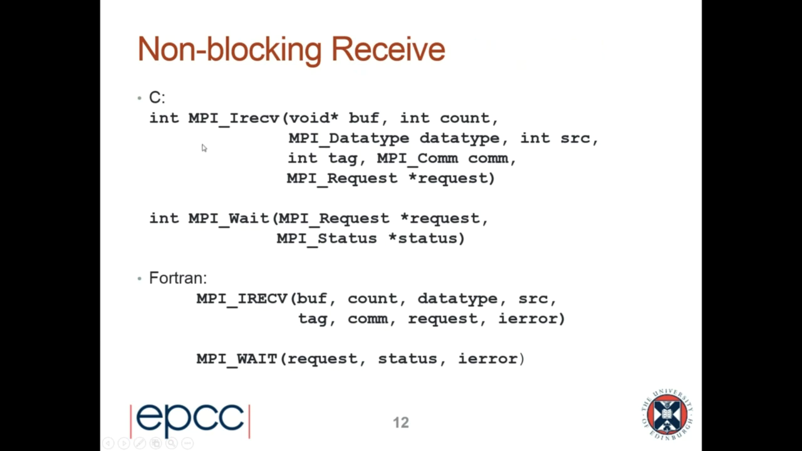Non-blocking receive is very similar. You do MPI_Irecv, it's an immediate operation: buffer, count, data type, source, tag, comm, request, so you get back a request. Same with Fortran: buffer, count, data type, source, tag, comm, and you get back a request, which MPI gives to you. However, there's something missing here. There's something in a normal receive, which we specify, which I've not specified here. Can anyone spot what it is?